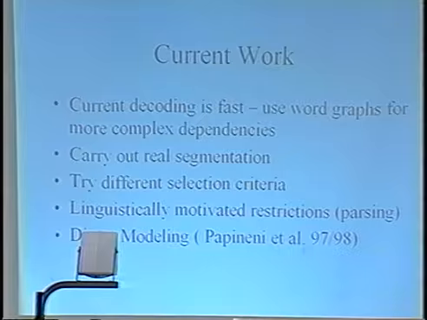So that's my current work. The current IBM 4 decoder is pretty fast, so I'm not currently trying to improve it. One could produce word graphs using this linear programming decoder, and then use more complex dependencies on the word graph. I'm not carrying out the real segmentation, which is due to memory restrictions. I'm currently thinking about how to carry out the real segmentation using the blocks. And I have a very crude selection criterion, which is just keeping all blocks that occur twice, but still the results are very competitive.